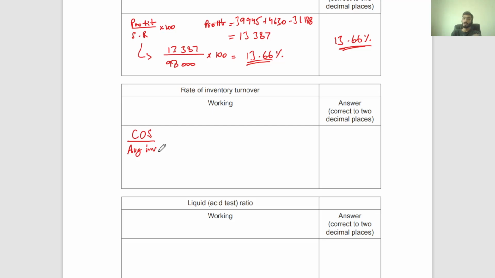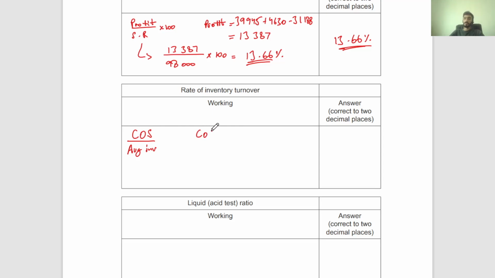Okay? If we're looking for number of times. Got that? The mark scheme is not out for this one, but it'll be interesting to see if they accept both days and times. However, I would say just go with the times because there's no mention of giving it in days, right? So just go with rate of inventory turnover in number of times. Use this formula, okay? So what is cost of sales, first of all?